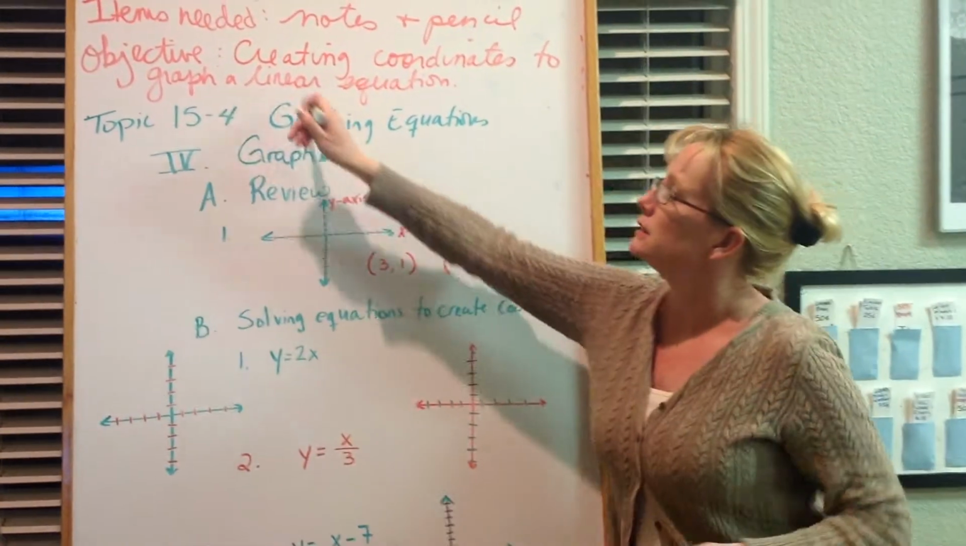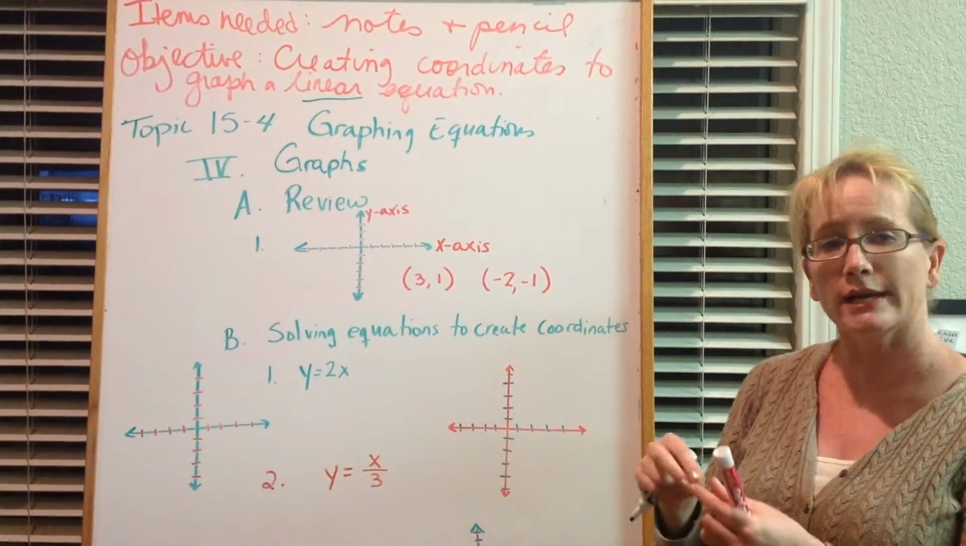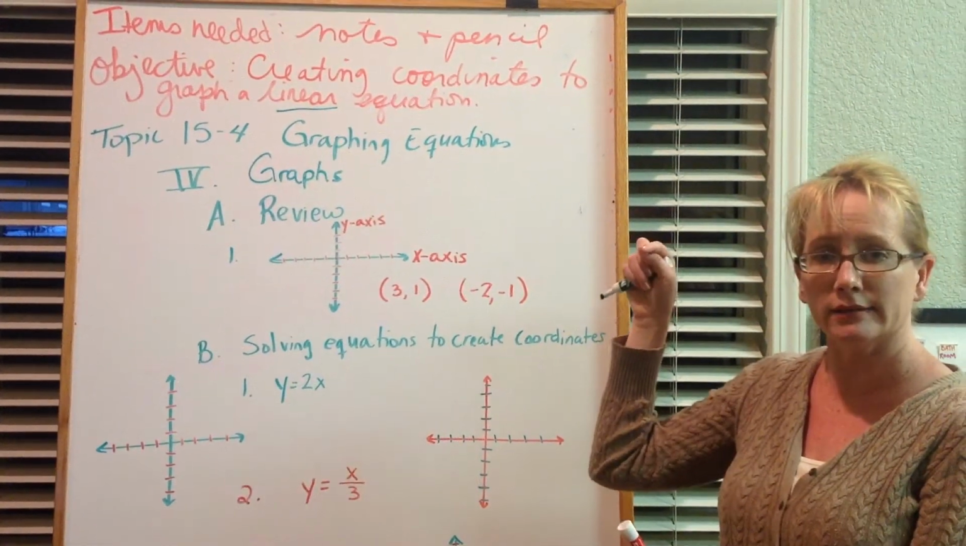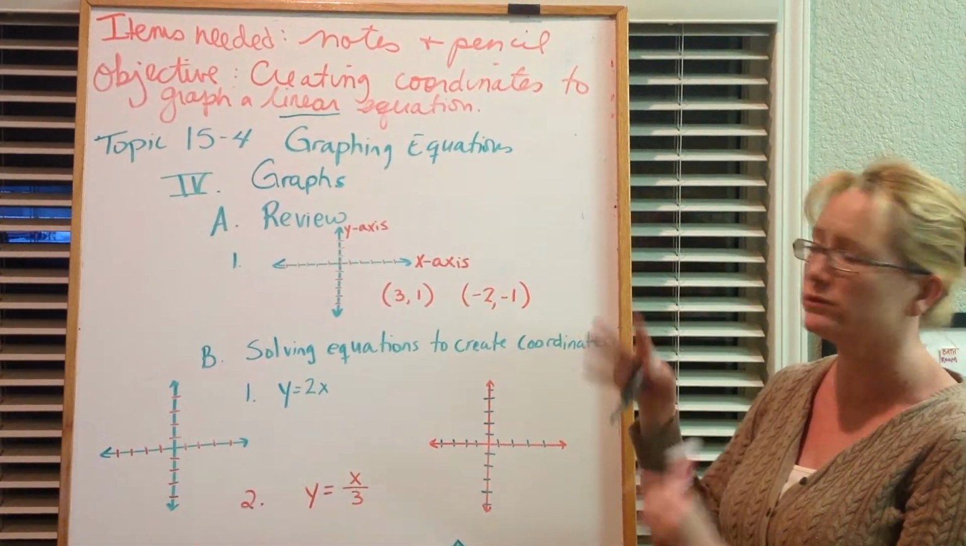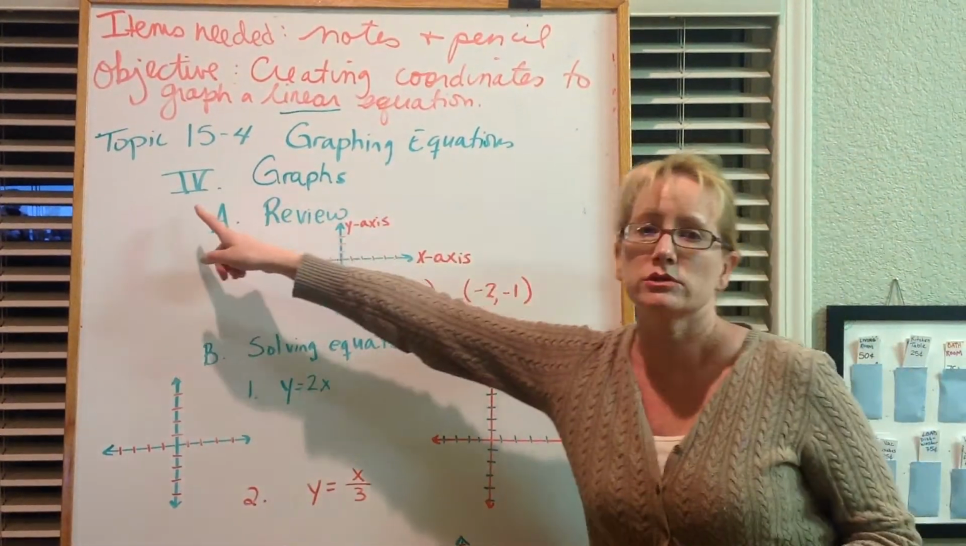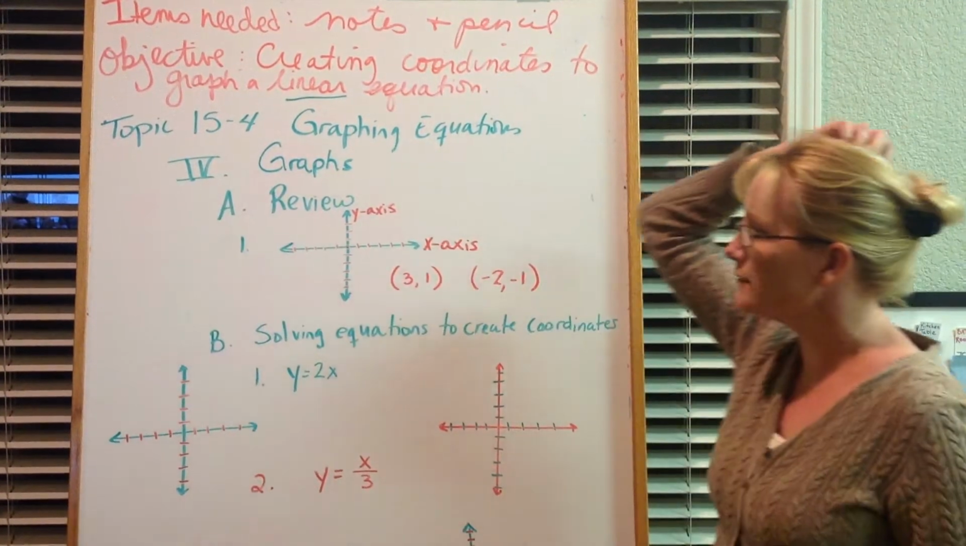We're going to make linear equations, meaning when you graph today, all of your dots are going to be in a straight line. If they don't go in a straight line, a linear line, then you've done something wrong. So it's graphing equations, 15.4, so we're going to use your Roman numeral 4, it's graphs.